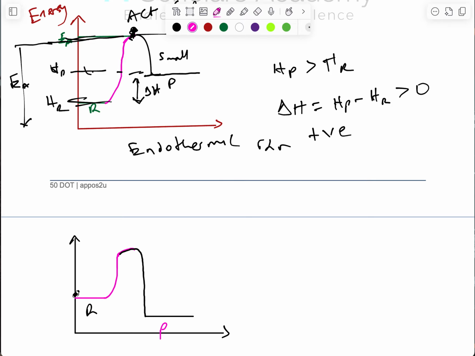What you notice there is that this level is your HR and this level is your HP. So you notice that HP is less than HR. Therefore, if you find delta H, which is HP minus HR, that is going to be a negative result, which is less than zero. So that is negative, and this describes an exothermic reaction. Every other thing that I've labeled still holds. This is an exothermic reaction.